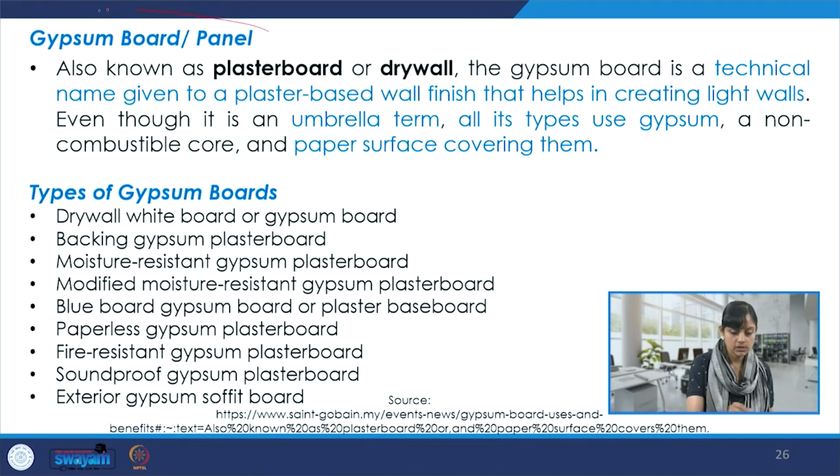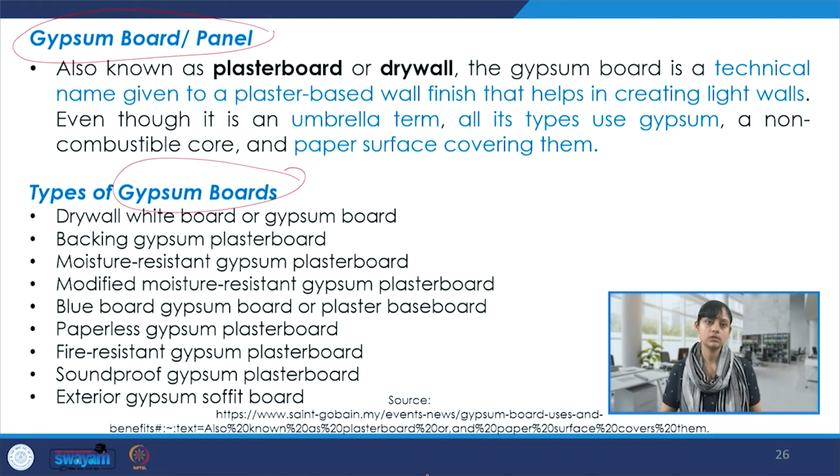Then we have the gypsum board or panel. It is also known as plaster board or drywall, and it is a technical name given to a plaster-based wall finish that helps in creating light walls. And it's an umbrella term, all its types use gypsum. And there are different kinds of gypsum boards that one could use, pick and choose. And this is the extensive list over here.